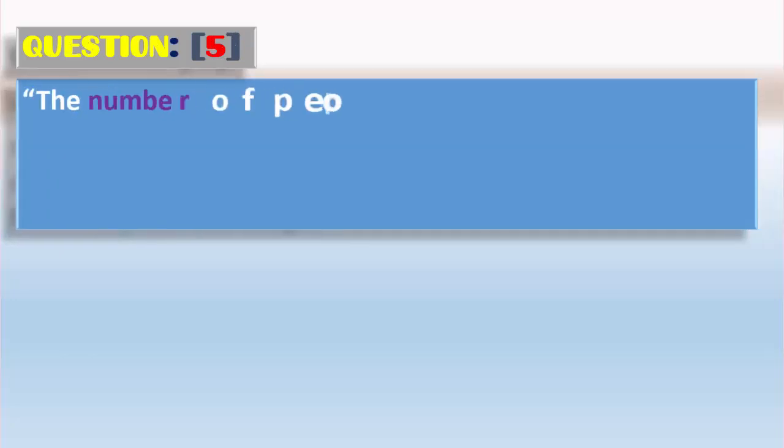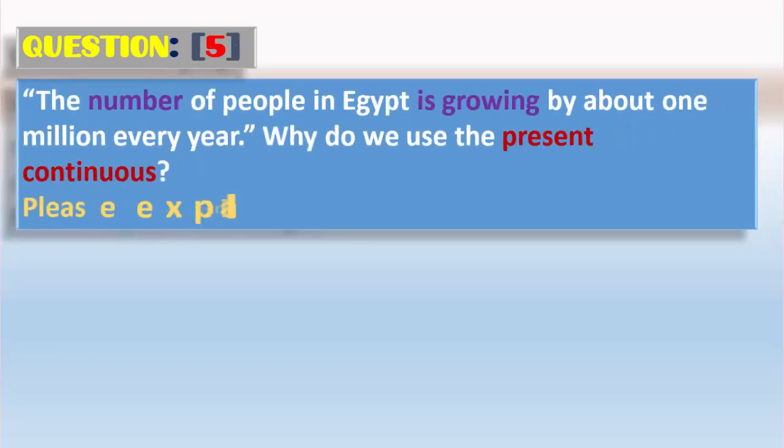Question 5. The number of people in Egypt is growing by about 1 million every year. Why do we use the present continuous? Please explain this usage.